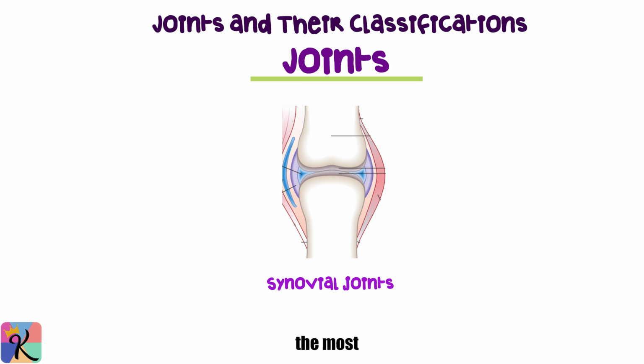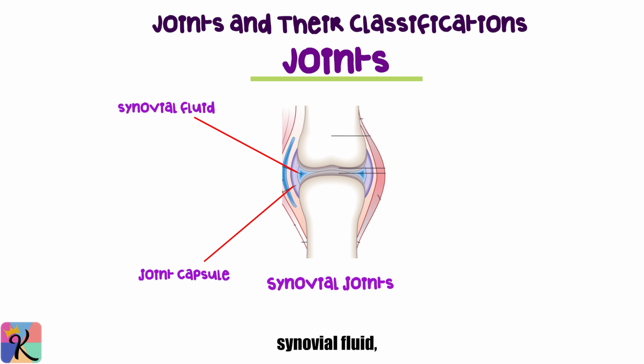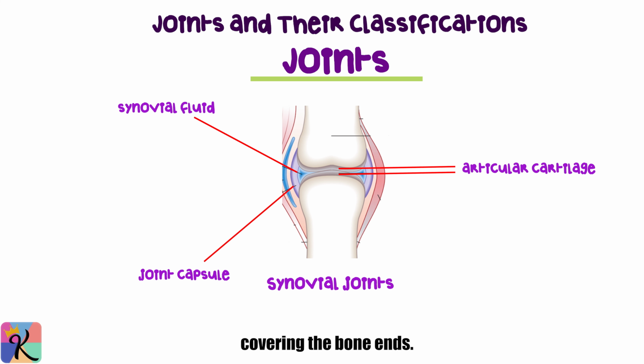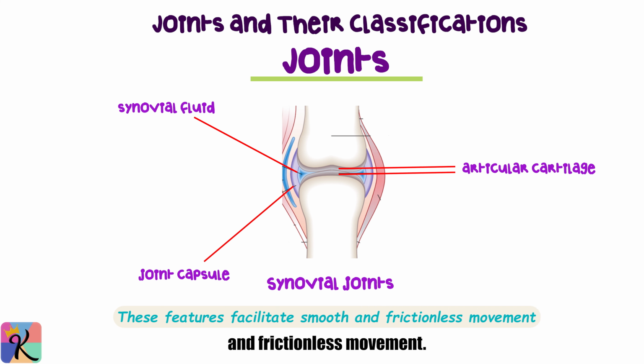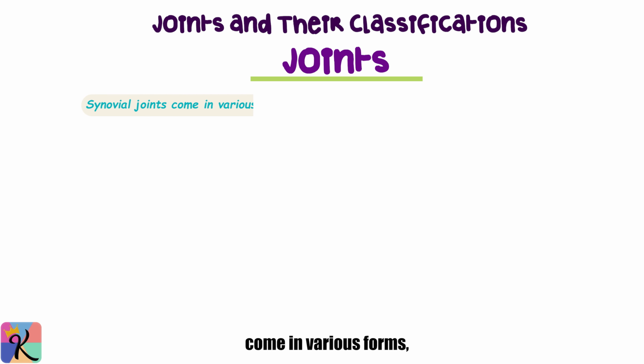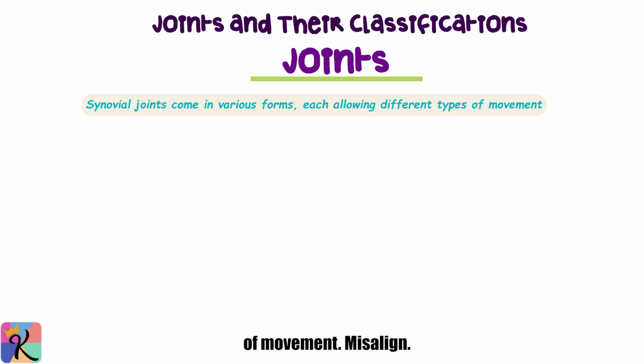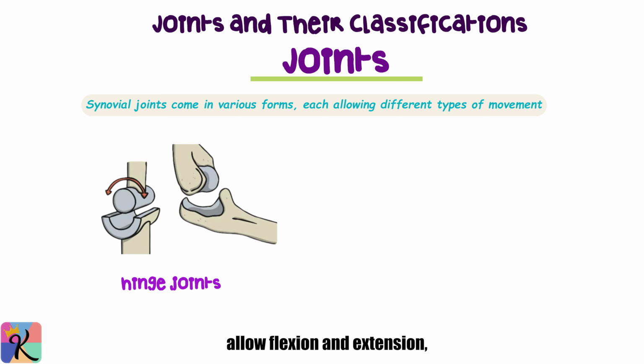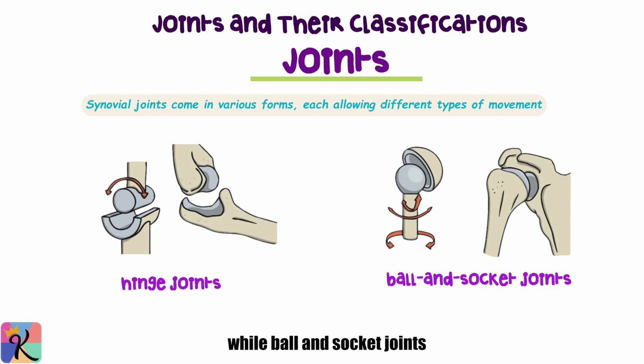Synovial joints are the most common and freely movable type of joints in the body. They are characterized by a joint capsule, synovial fluid, and articular cartilage covering the bone ends. These features facilitate smooth and frictionless movement. Synovial joints come in various forms, each allowing different types of movement. For instance, hinge joints like the elbow allow flexion and extension, while ball and socket joints like the hip and shoulder allow for a wide range of rotational movements.